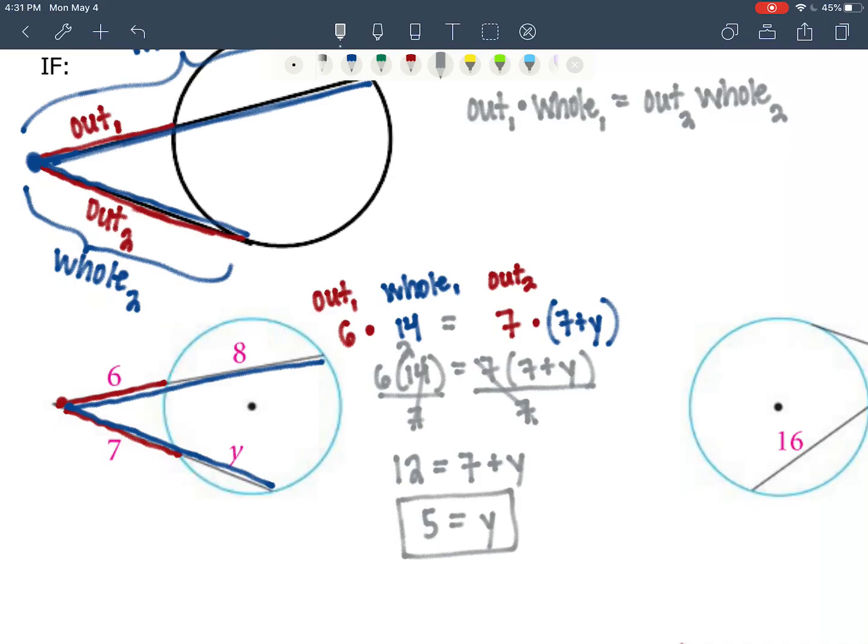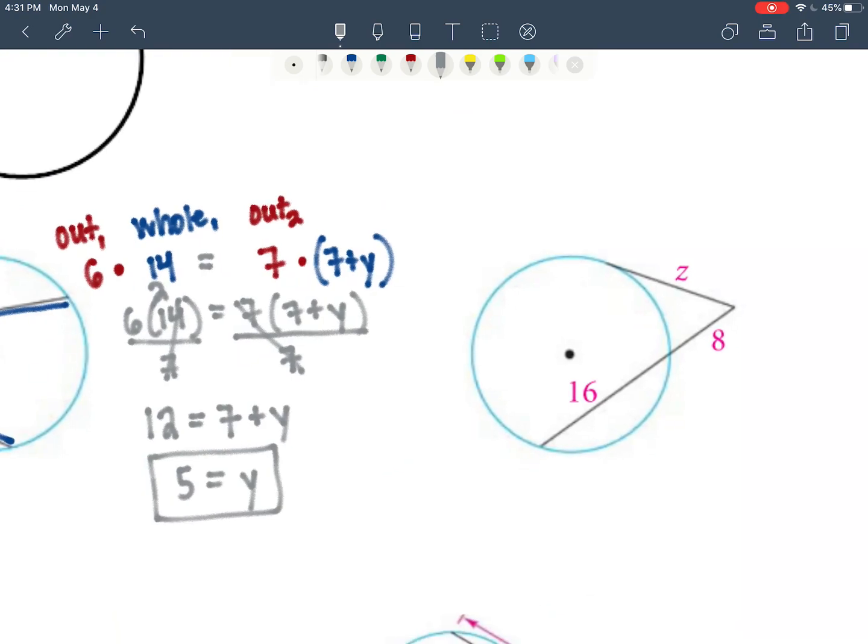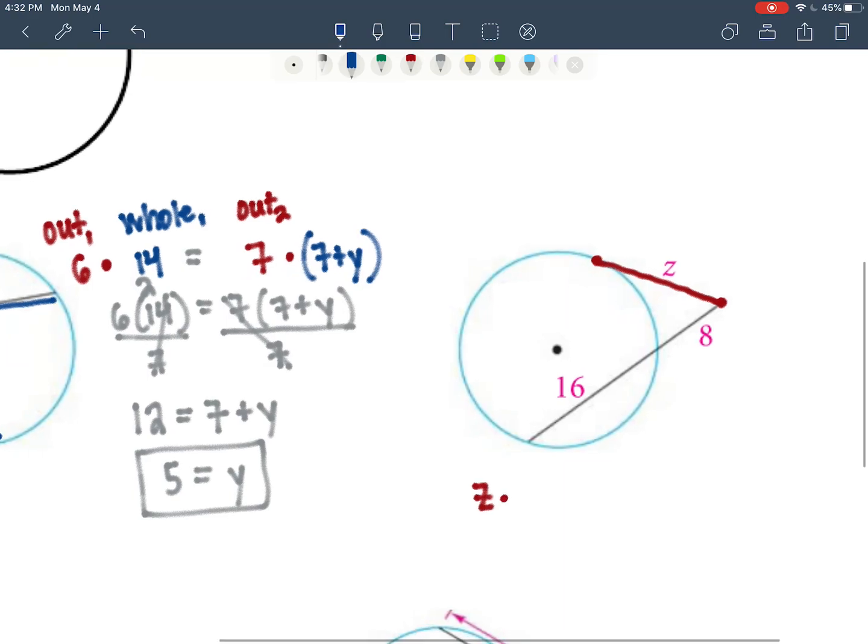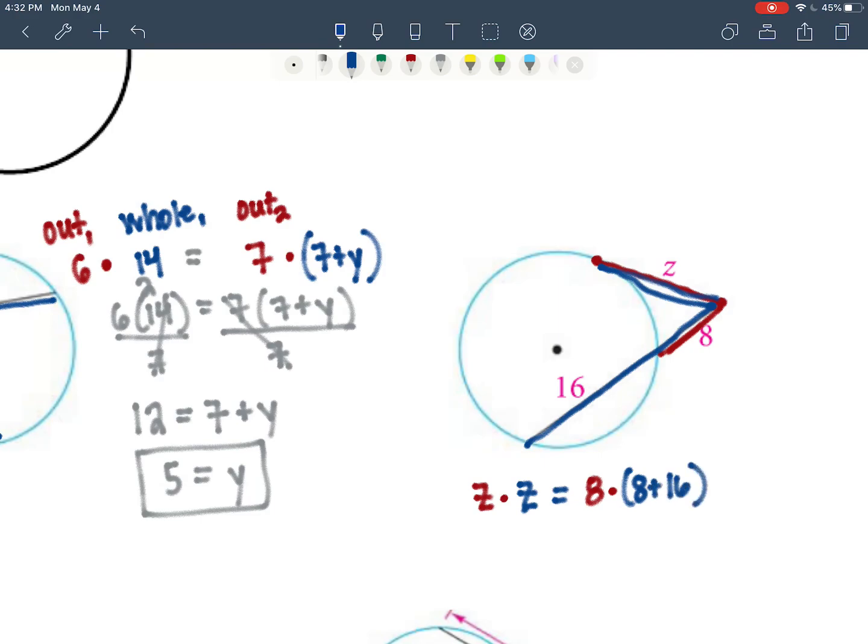And we're done. Okay, so let's try another example. Here we've got a secant and a tangent. Same rule applies though. We've got outside times the whole. So the outside is z, the whole thing is z. I keep saying 7 and it's z. And that's going to equal the outside of the secant, which is 8, times the whole thing. Now, if you go too fast, you might say 16, but it's not 16. It's 8 plus 16.